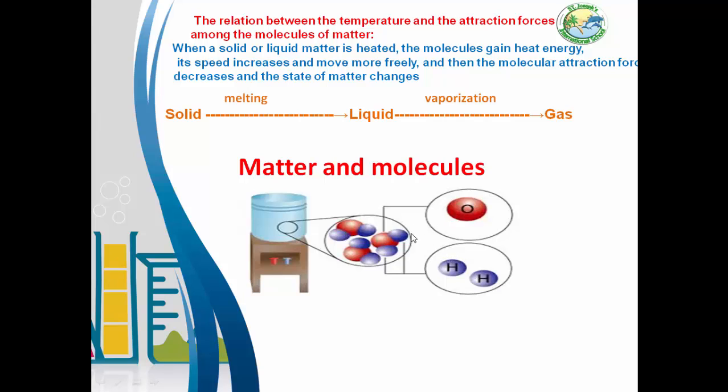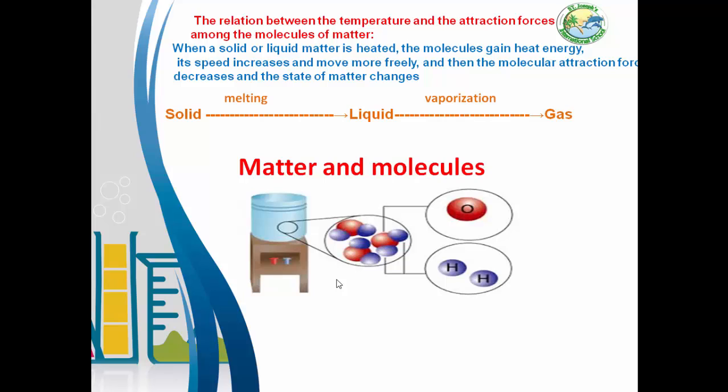The drop of water contains millions of water molecules, which can't be seen by the naked eye. Also, the molecules of one substance are alike. All these are molecules of water. They are similar, they are alike in their properties, but they are different from the molecules of another substance. For example, the water molecule is different from the table salt molecule. All the water molecules are similar to each other, and they are different from the table salt molecules.